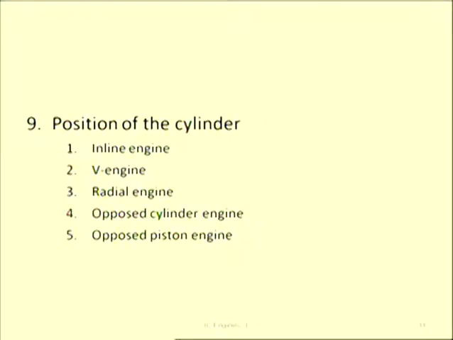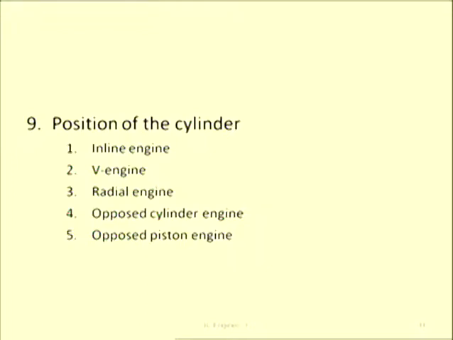Second is the V engine. If your engine cylinder shape is like a V, just like the alphabet V, then it is called a V engine. Next classification is the radial engine. Radial engine means cylinders are put in a radial, circular fashion, so that there will be a number of cylinders in a circle. The position is radial, so it is called a radial engine.